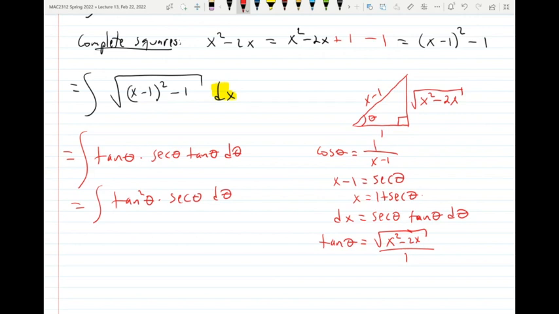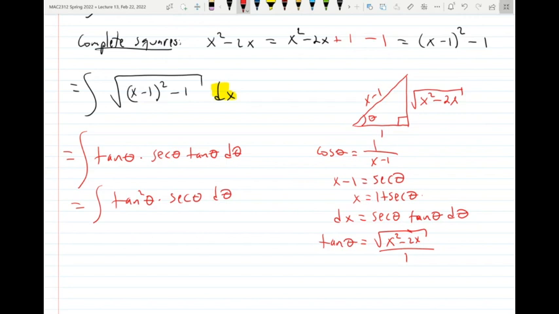Questions? Did you understand this? Now, this is the painful case. So how to solve this? We need to write tangent squared as secant squared minus 1, distribute the secant, and we're going to get secant cubed minus secant. We know the integral of secant, but then for secant cubed, you need to do integration by parts.